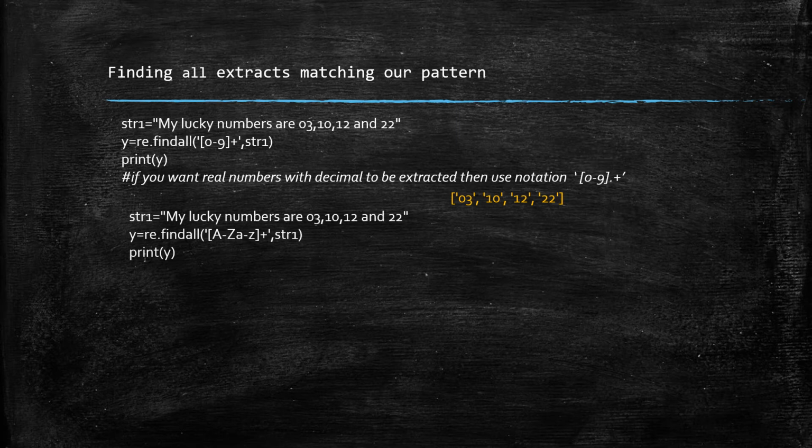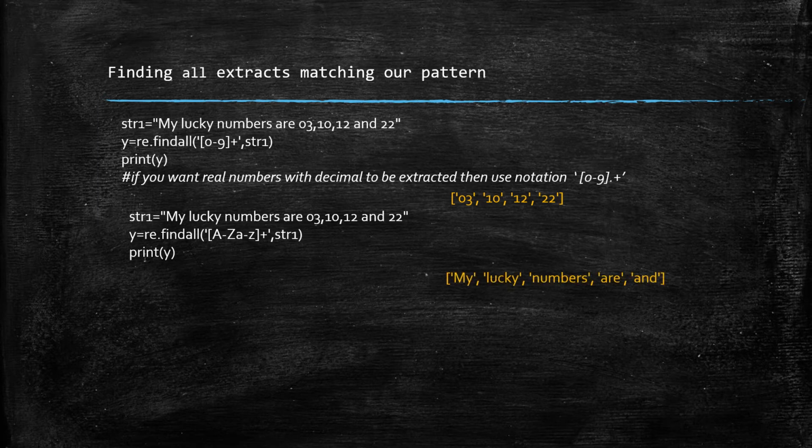Now let us see another example. There is a string str1 in which I am saying my lucky numbers are 0, 3, 10, 12 and 22. But here I am finding only the alphabets. The alphabets can be uppercase as well as lowercase, with a plus sign. So I am using capital A to Z and small a to z within the square brackets with a plus sign, so there can be more than one alphabet also. And I am searching it in str1. So let us see what the output of print y is.